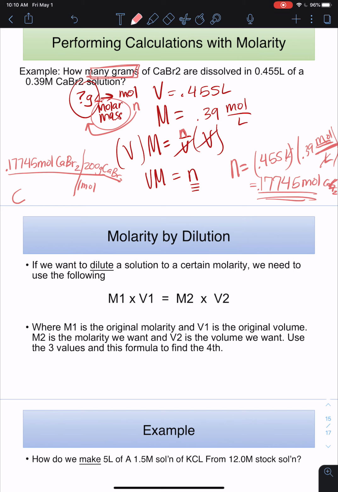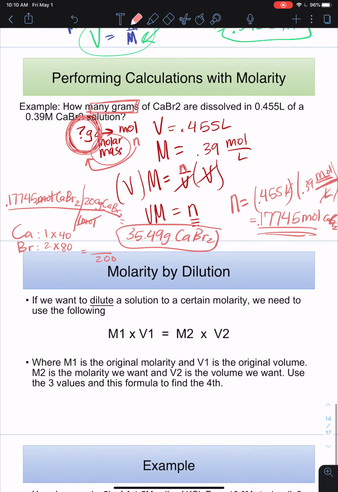So for a molar mass, you want to take calcium bromide, separate them. You want to take how many you have. I have 1 calcium, 2 bromines. Multiply it by the mass off the periodic table, and this would give you a total of 200. Okay, so mole cancels, and we have gram of calcium bromide, which is what we're looking for. So then we just solve, and we get 35.49 grams calcium bromide.